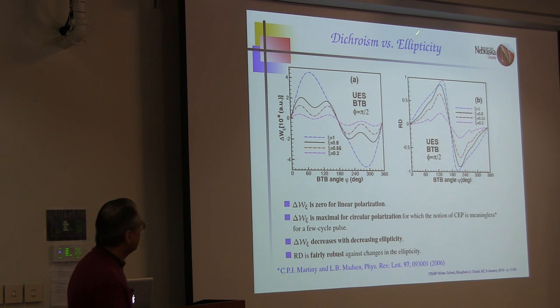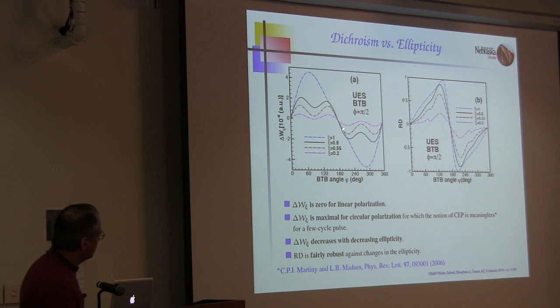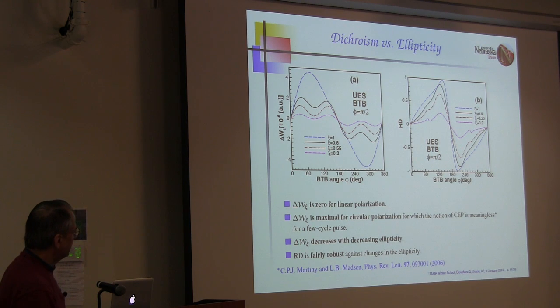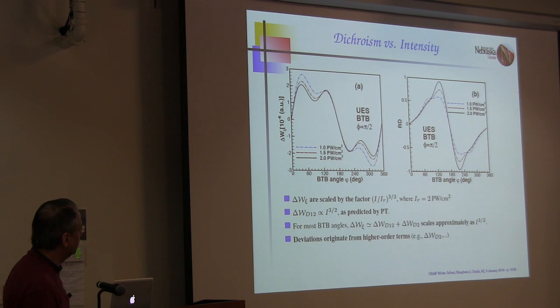This is the dependence of the dichroic effect on ellipticity. It's 0 for 0 ellipticity, and circular polarization gives you a result here. The 0.8 that I showed you before is this curve, and then it gets smaller as the ellipticity goes down. This is the normalized ellipticity.